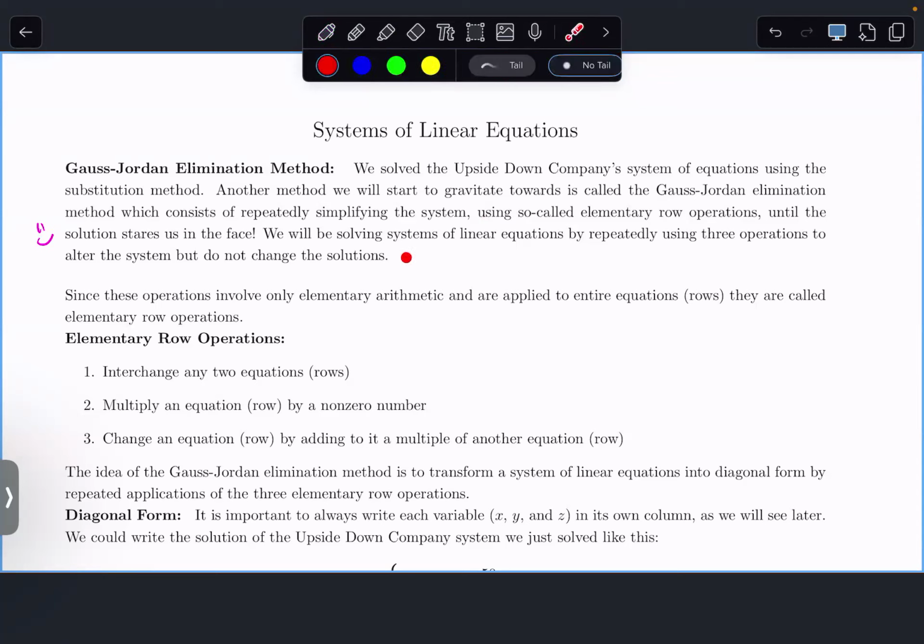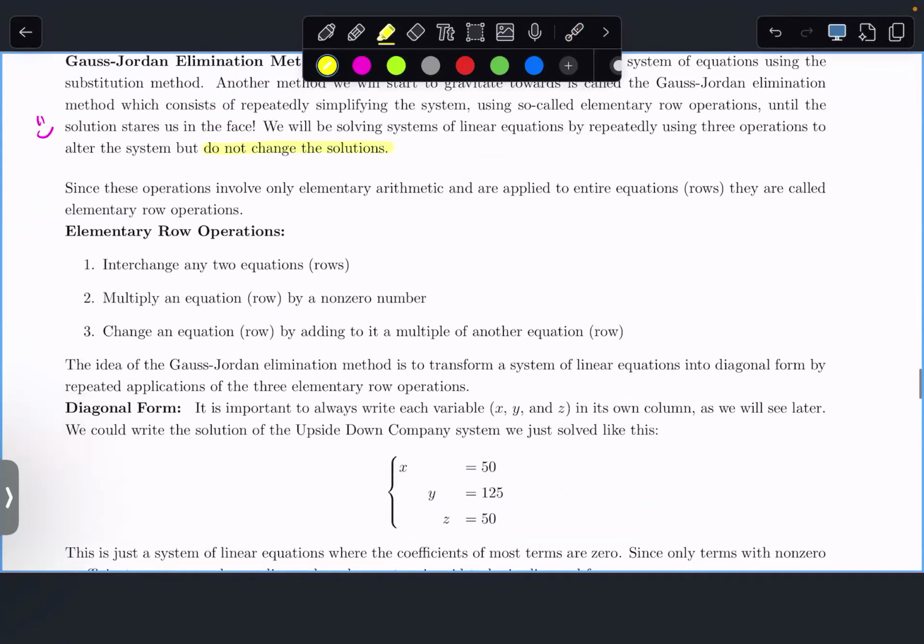So we're going to solve systems of linear equations by just repeatedly applying the same row operations. There's only 3 to keep track of. There's only 3 things you're allowed to do, and they're all pretty intuitive. As long as you're not changing the solutions, you're allowed to do it. They're called elementary row operations because they're all using basic elementary algebra.